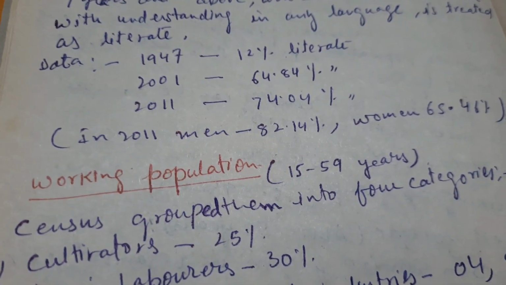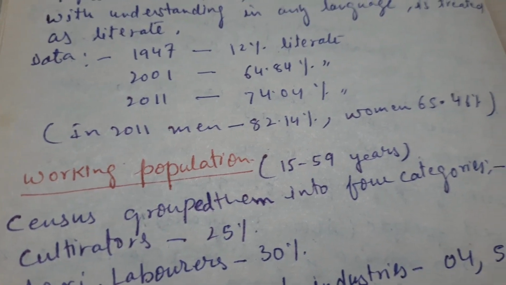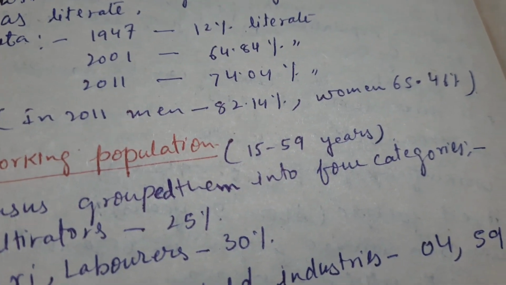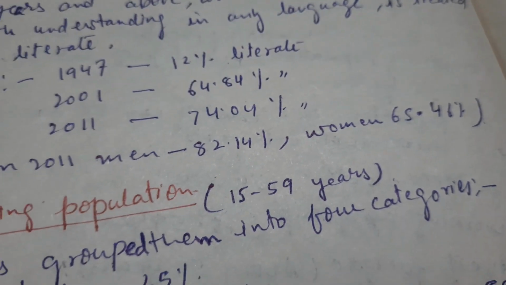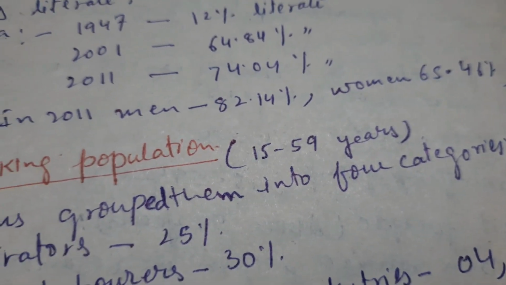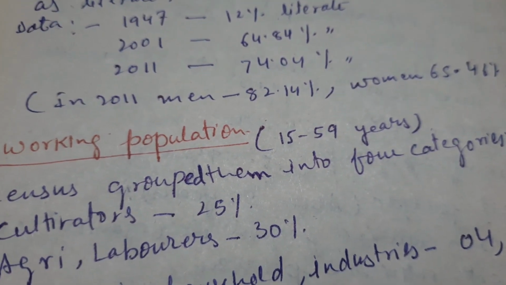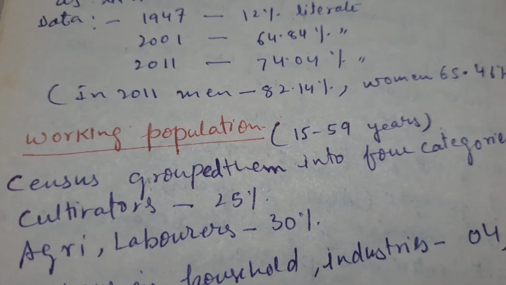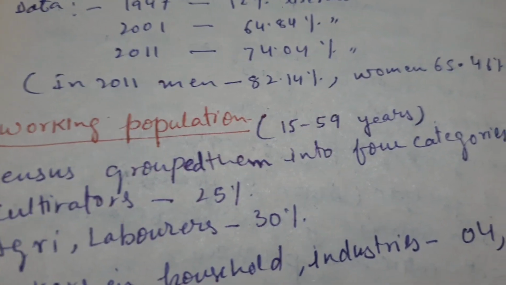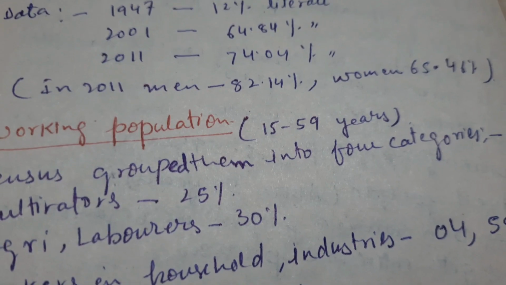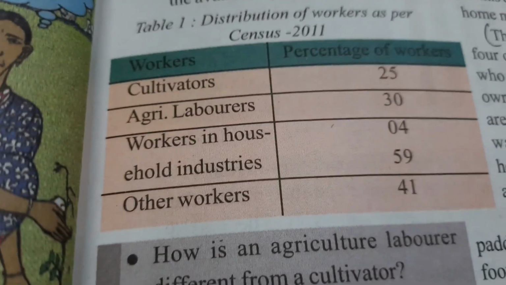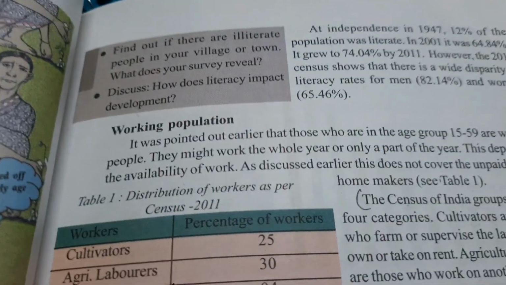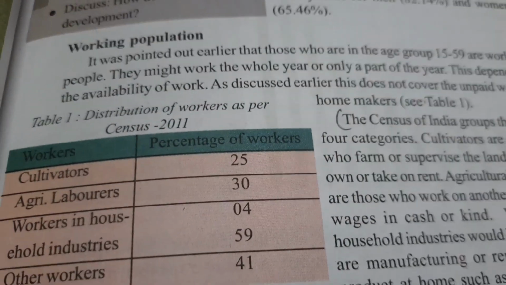In 2011, the men's literacy rate was 82.14%, whereas the women's literacy rate was only 65.46%. This is a very shocking thing. There should be an equal literacy rate between male and female, only then can we achieve a very good society without discrimination. Now children, again we can see there is a topic, working population.